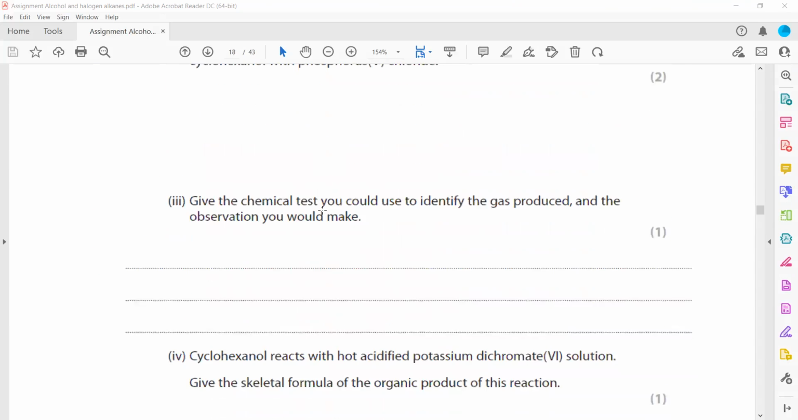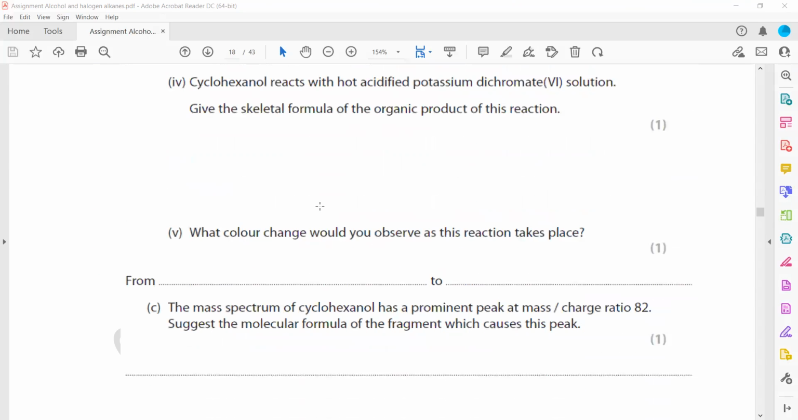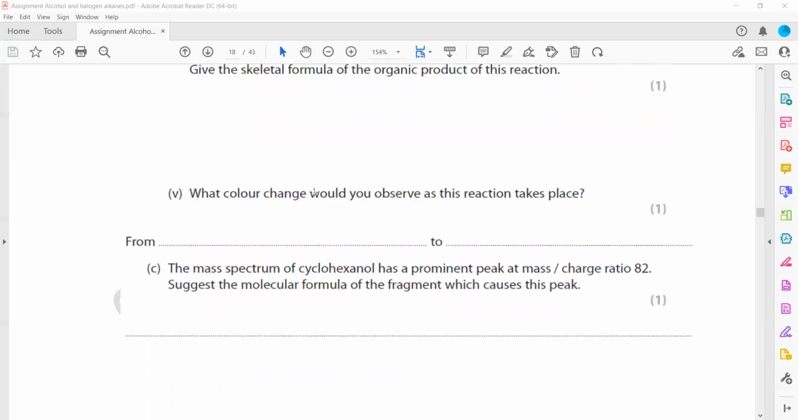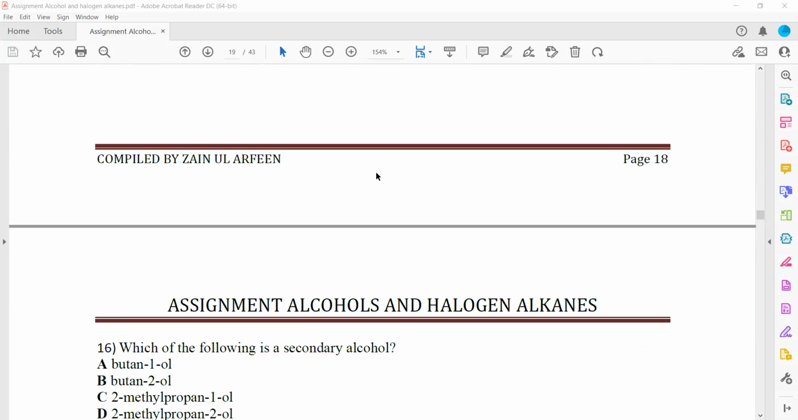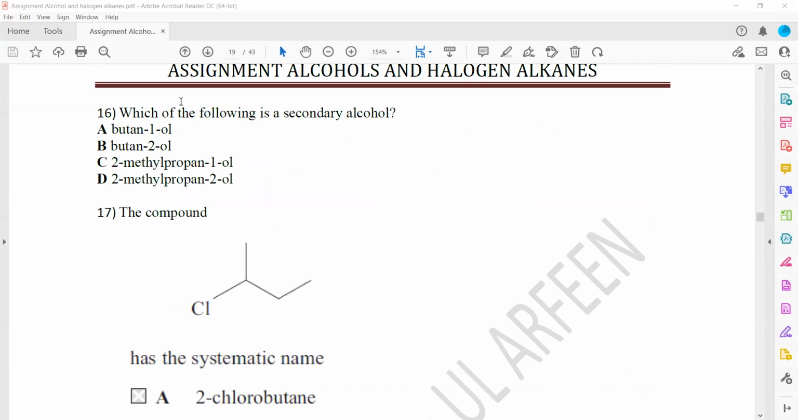And what is the observation? If you use potassium dichromate, it will turn from orange to green. The original starting color is orange and the final color is green. The mass spectrum part is in the mechanism topic, analysis and mechanism. That's the last topic we'll discuss, and then you will be able to answer this.